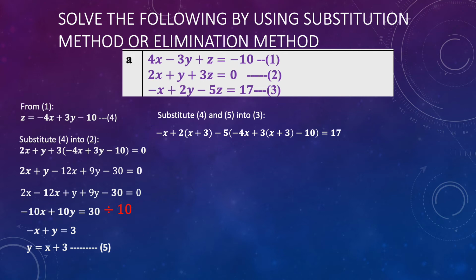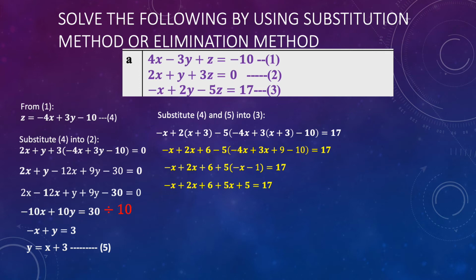Then you expand it. You get negative x plus 2x plus 6 minus 5 times negative 4x plus 3x minus 1. The minus 1 is from 9 minus 10. This equals 17, and then you simplify the bracket, you get negative x minus 1. Then you expand the bracket, you get negative x plus 2x plus 6 plus 5x plus 5 equals 17. Then you do the computation, and at the end you get x equals 1.